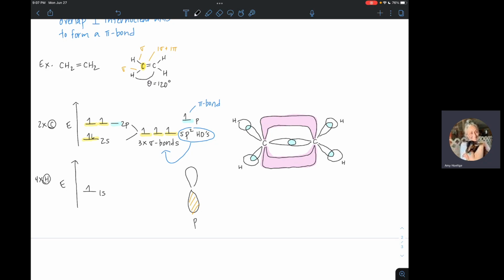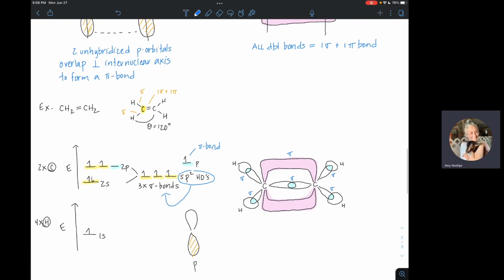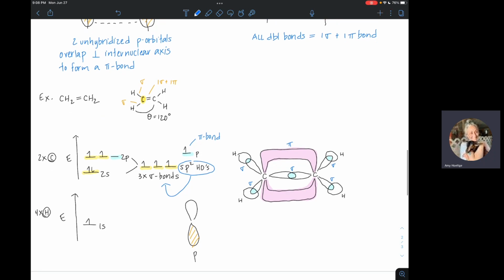So we've got sigma. Let me put this in a different color so you can see it. We have sigma, sigma, so two single bonds there to the hydrogens, another two over here, and then there's a sigma bond and a pi bond involved in the double bond. So all double bonds are going to be one sigma and one pi. We have that going on.